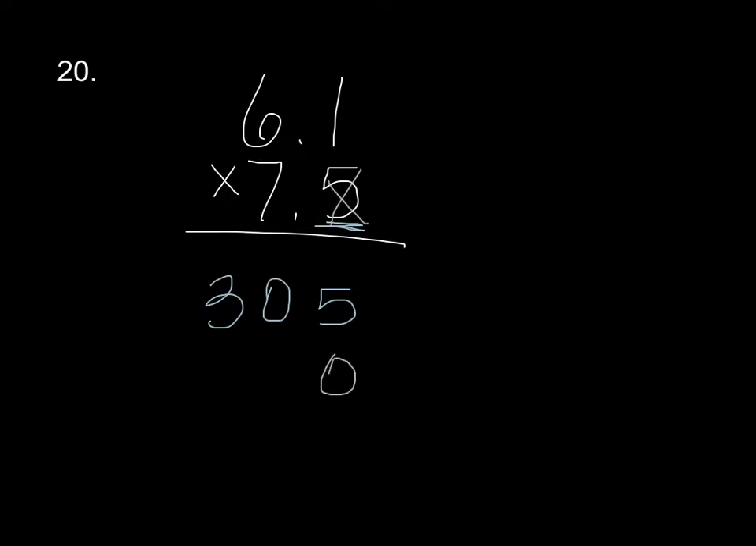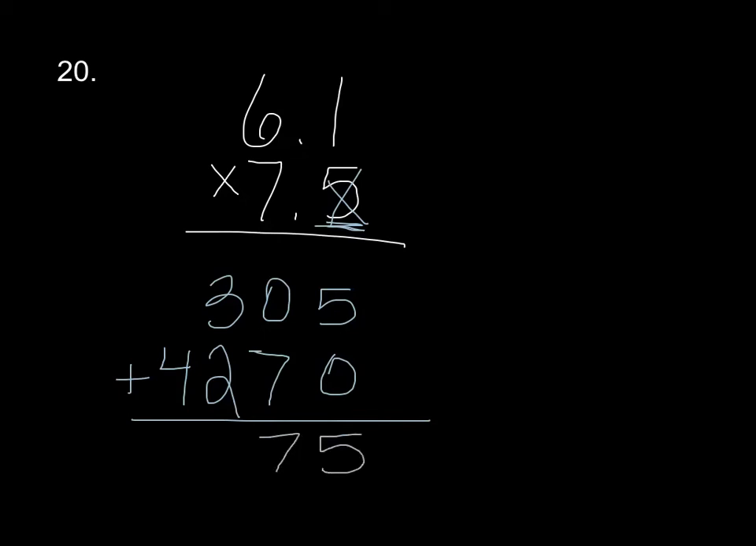Since I've finished with this place value, I'm going to put a 0 in to show, okay, I'm moving one place value to the left for my multiplication. 7 times 1 is 7. 7 times 6 is 42. And now I have my two partial products that I'm going to need to add for a total product.